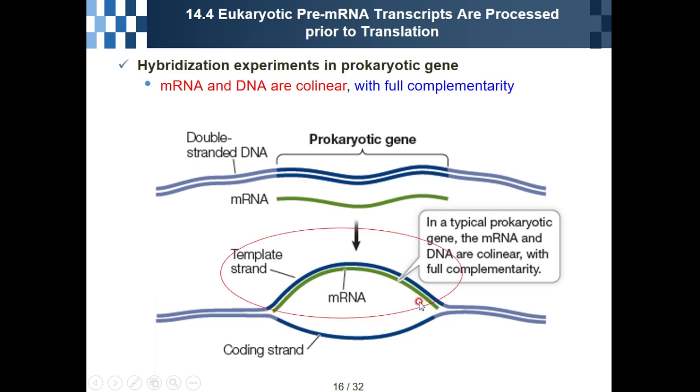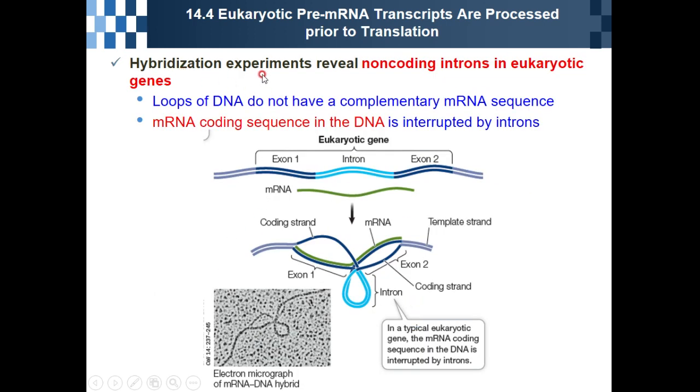However, in the eukaryote, they did the same experiment. The eukaryotic gene is composed of exon, intron, and exon. So they added mRNA and did the nucleic acid hybridization experiment. After that, they found that there is some loop like this.